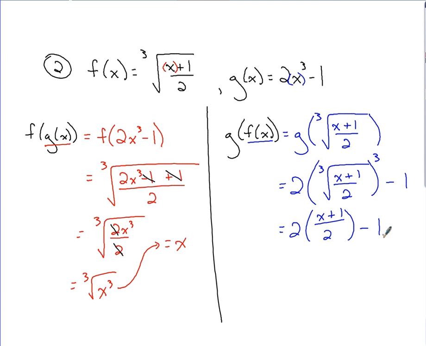We're ready to multiply that 2 through. If we multiply the 2 through, this 2 is over 1, meaning these 2's would cancel. So all that would remain is x plus 1 minus that 1. And it looks like things are going to work out for us again as these 1's cancel out. g of f of x gives us x back. Are these functions inverses of each other? Yes, they are.